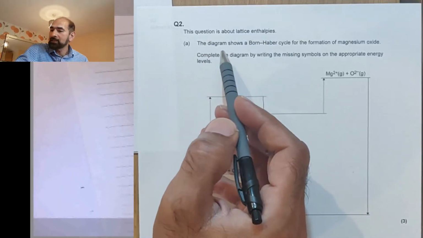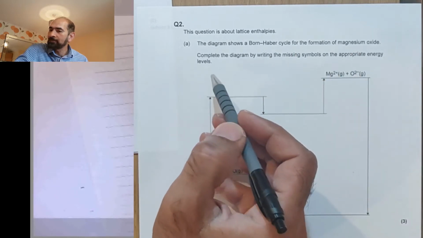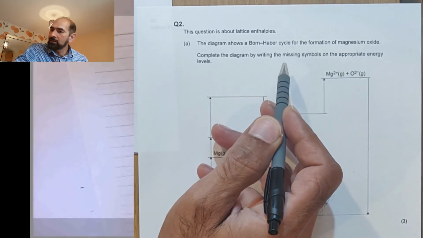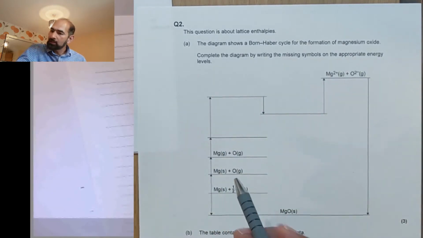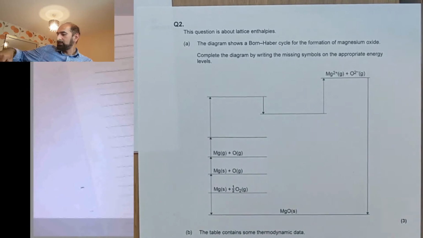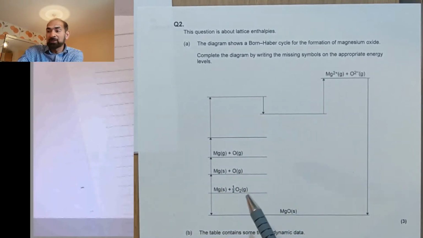This question is about lattice enthalpies. The diagram shows a Born Haber cycle for the formation of magnesium oxide. Complete the diagram by writing the missing symbols on the appropriate energy levels. Obviously this is one of those classic questions where they give you partly filled Born Haber cycles.